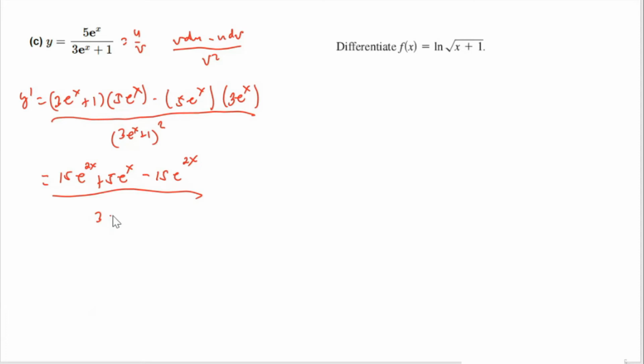3e raised to x plus 1 to the power of 2. So since we have similar terms, we have 15e raised to x and 15e raised to 2x, and they are additive inverses. So therefore, that can be cancelled. So our final answer now will give us 5e raised to x over 3e raised to x plus 1 to the power of 2.